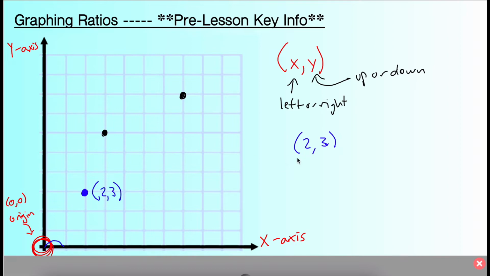I think of an ordered pair as like GPS directions. It's telling you where to go. Move over 2, up 3. Let's do one more point. I'll use green for this one. Let's go to the point 5, 5.